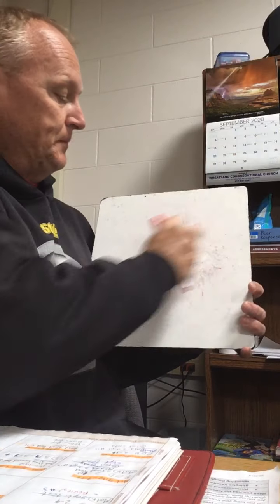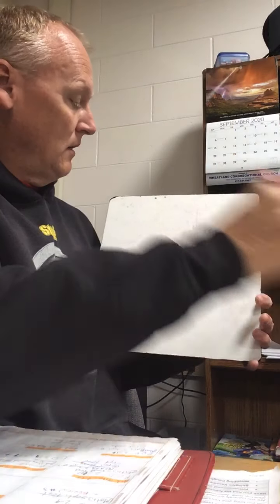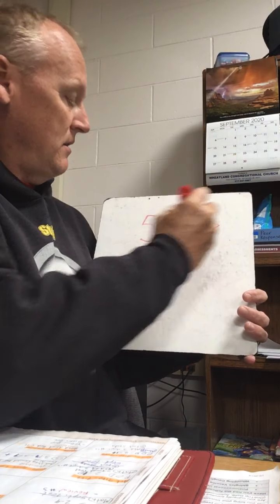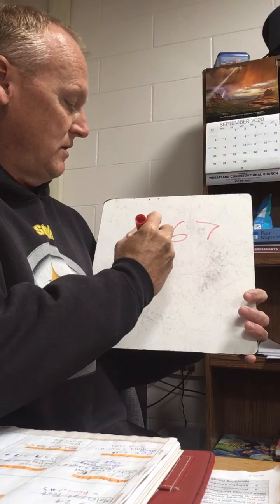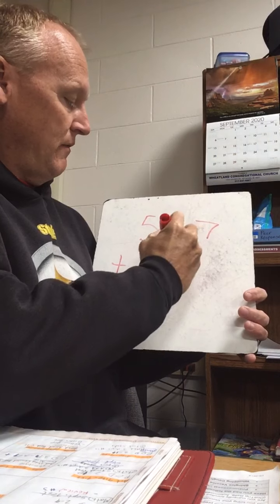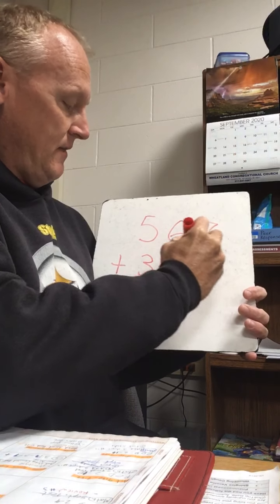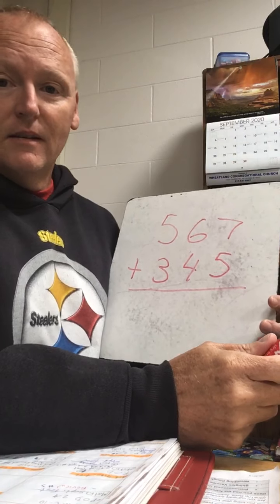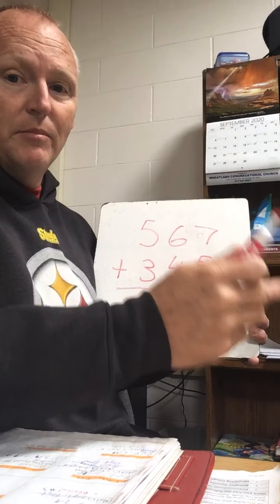Let's try another one. Let's try 567 plus 345. Go ahead and write that one down. Okay, and try that one out. Click pause.